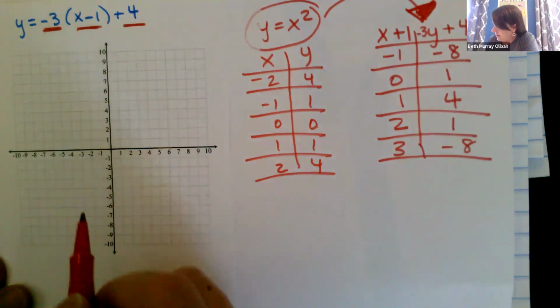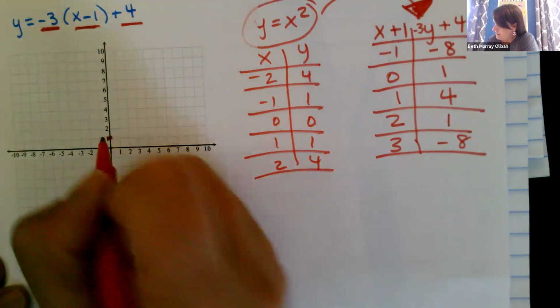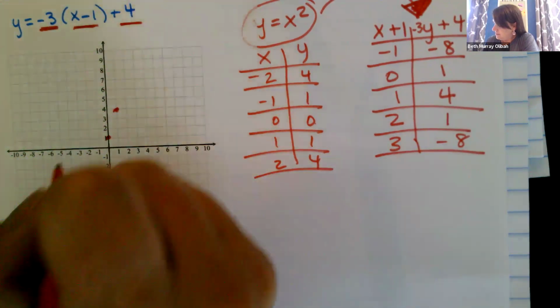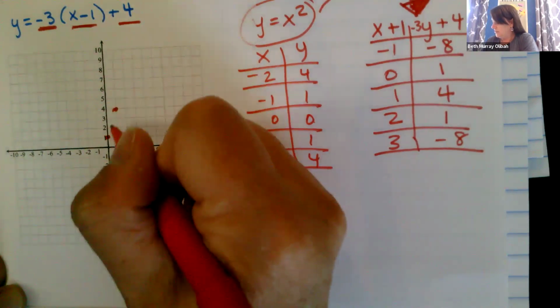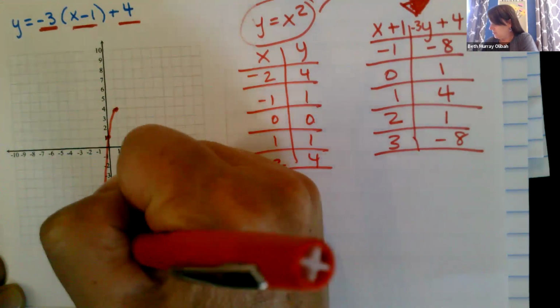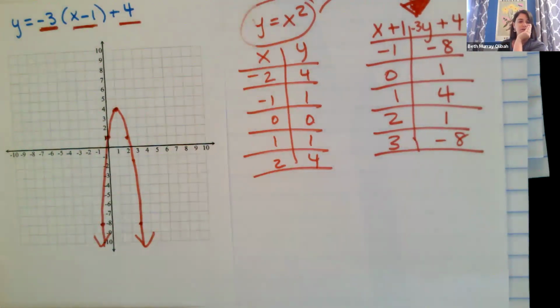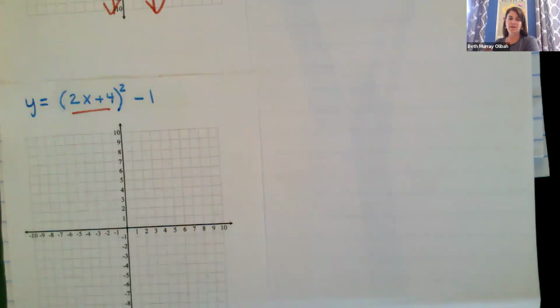So let's see what this looks like. So -1, -8, 0, 1, 1, 4, 2, 1, and 3, -8. And so it should always be a symmetrical parabola that maybe just got shifted somewhere. So if yours looks totally different than that, then hopefully you'll be able to go back and see if you can find your mistake.